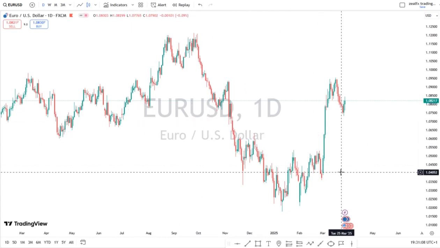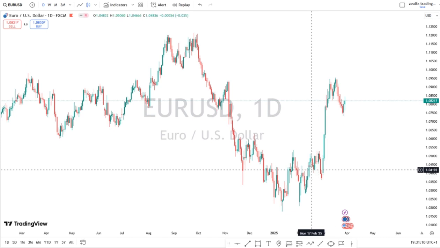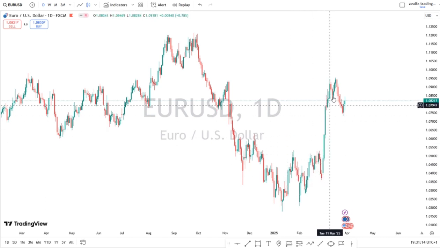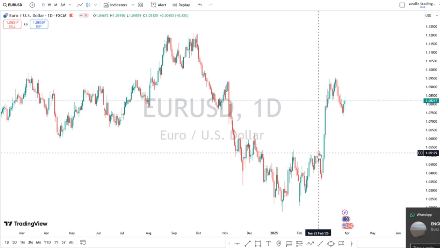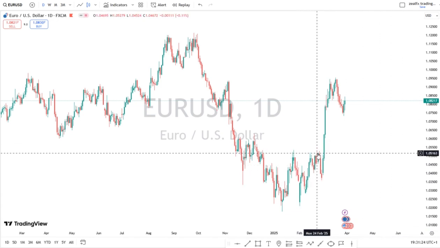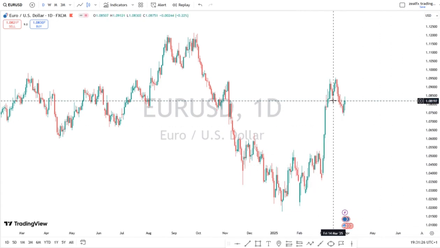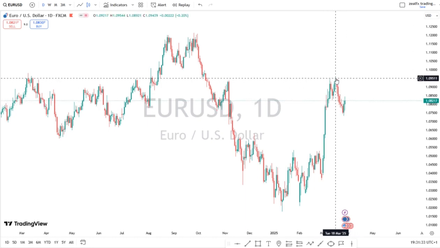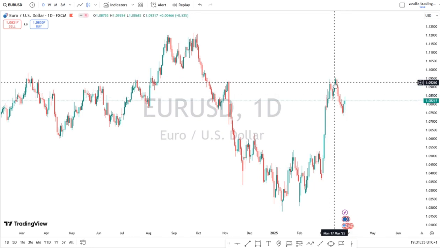So how does our resistance turn into support? Previously we had a resistance at this level. As long as price closes above this high, automatically this level will turn to support. Same thing here: if price closes above this high, automatically this resistance will turn into support.